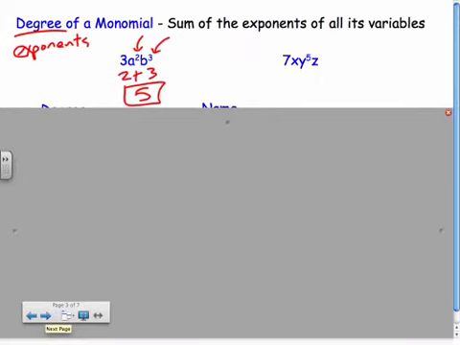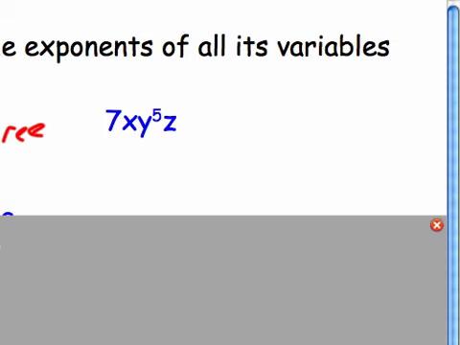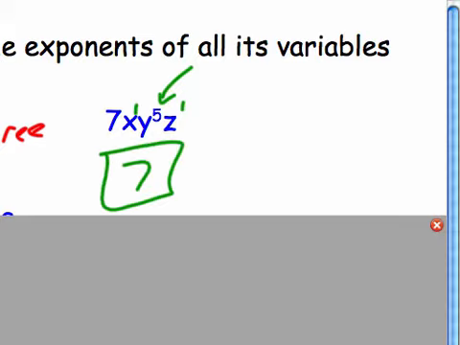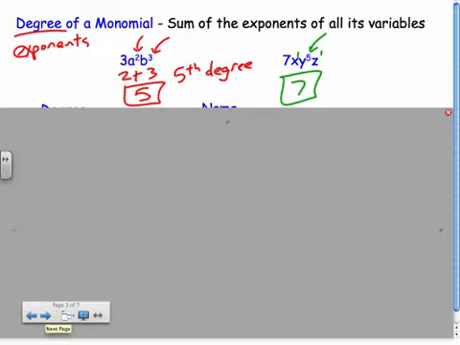So I guess I could write that as the 5th degree. Or you could just say it's to 5, to the degree of 5. Looking at the next one, I have y to the 5th, and I got an x and a z. Just remember, if it's just a variable, there's an imaginary 1 for the exponent. So it looks like I got a 1 plus a 5 plus a 1 for the 7th degree. Okay, so that's how you find the degree of a monomial.